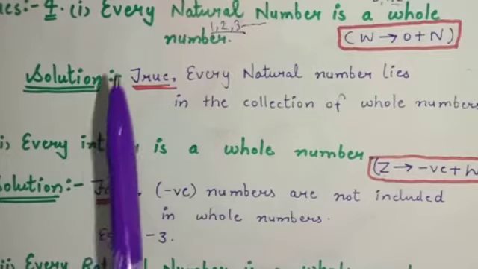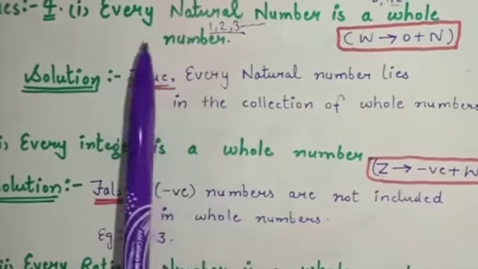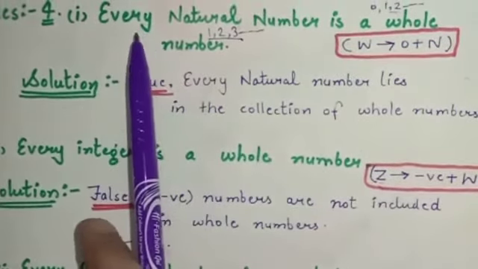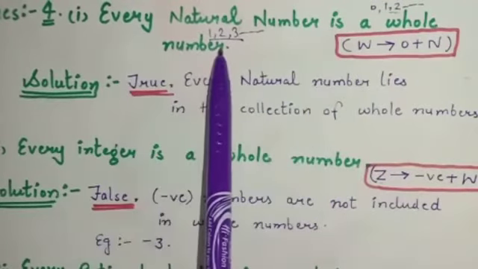Okay, so let's start with the first point. And the first point is you have to tell whether every natural number is a whole number.